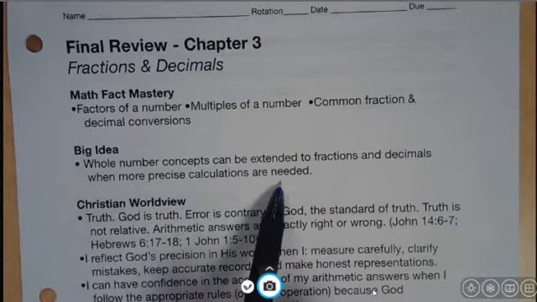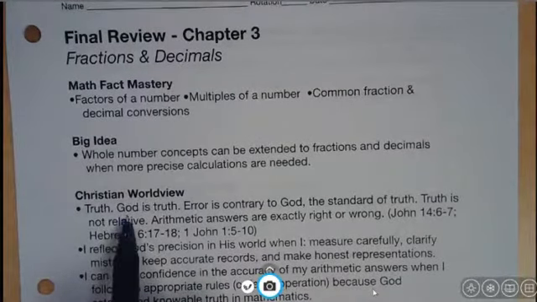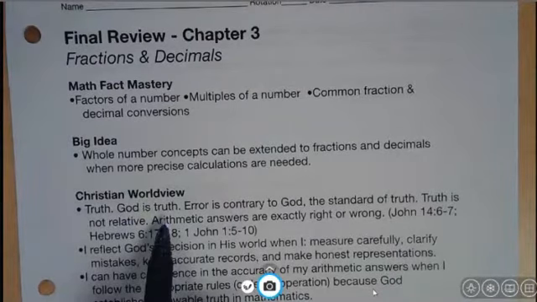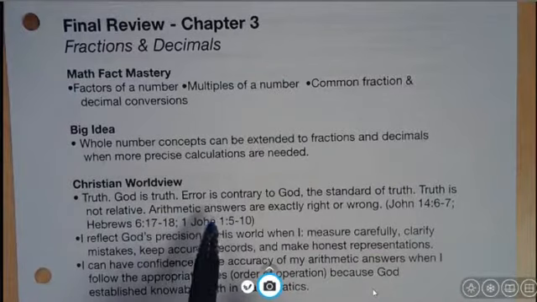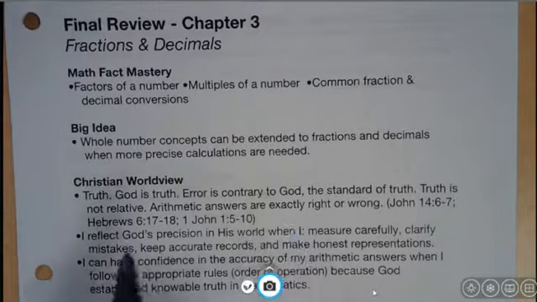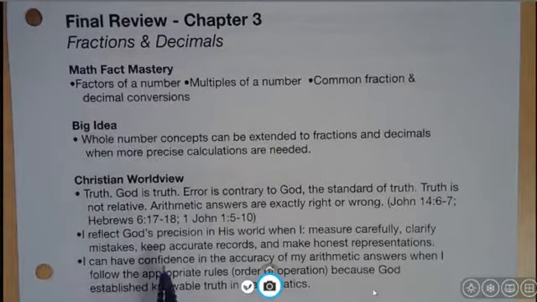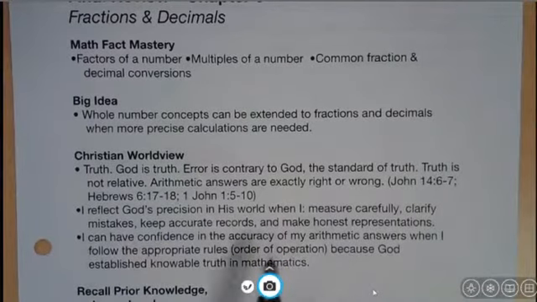precise calculations are needed. So again, we have the Christian worldview that error is contrary to God, and He's the standard of truth. So arithmetic answers are right or wrong. So we have one math answer, lots of ways to get there, one right answer. And we can reflect God's precision in the world when we measure carefully, clarify mistakes, keep accurate records, and make honest representations of our work.